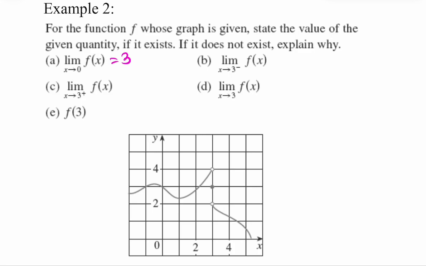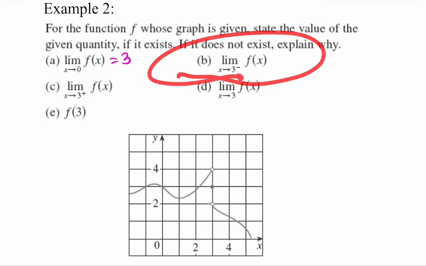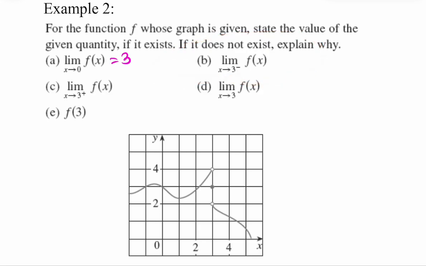Okay, now let's look at this one. It has that little negative notation, so we're going to approach 3 from the left of 3, like at 2.999, you know what I mean? Okay, so here's our x value of 3. As I approach it from the left side, what height am I heading toward? 4. Now C says, with the little plus notation, that I am heading to an x value of 3 from the right-hand side. What height am I heading to there? 2.